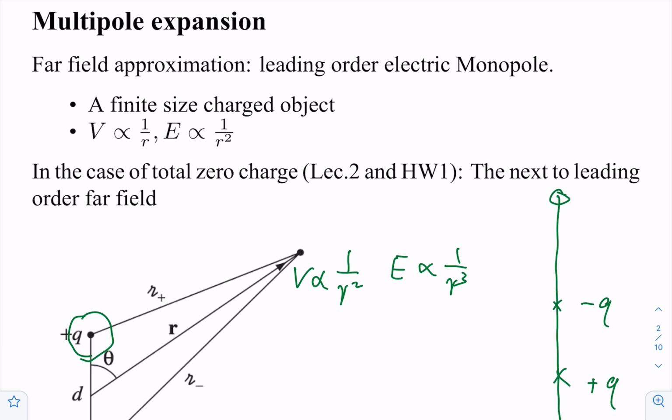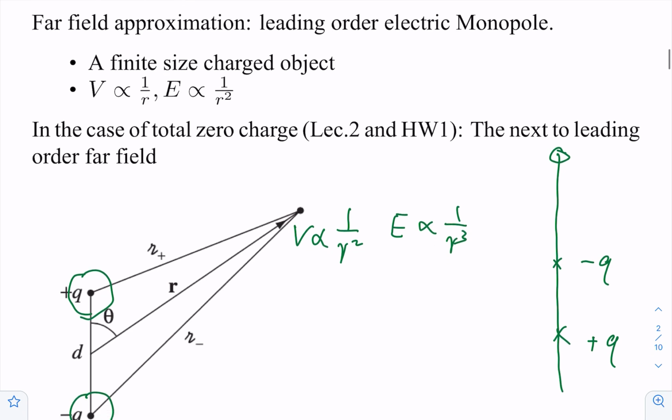So today we will go through the multipole expansion. The idea of multipole expansion is to find the far field approximation of a given charged object. As we know, the leading order is the electric monopole. Naively speaking, for a finite size charged object, if we look far away, then it looks like a point particle with a charge q given by the total charge. The electric field is proportional to 1 over r squared, and the corresponding scalar potential is 1 over r.